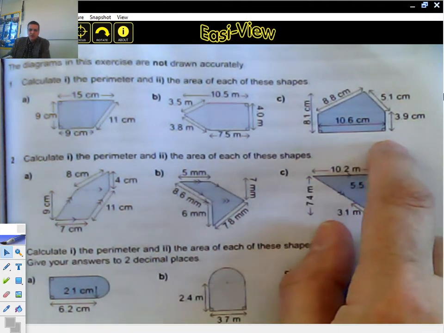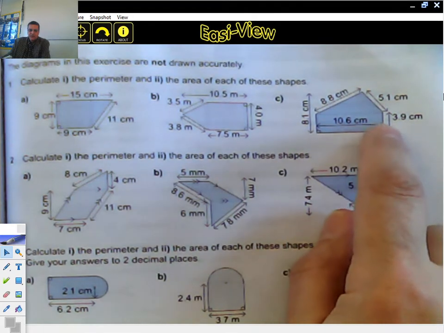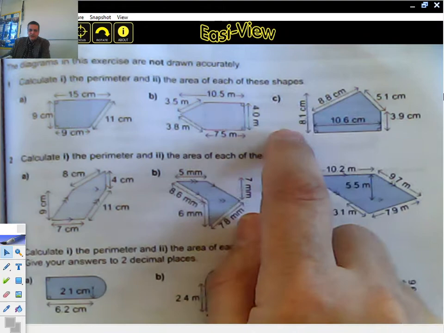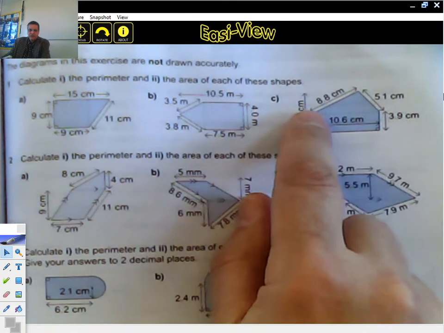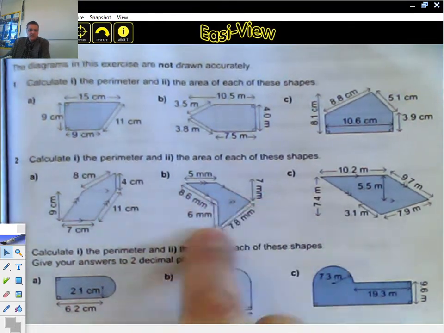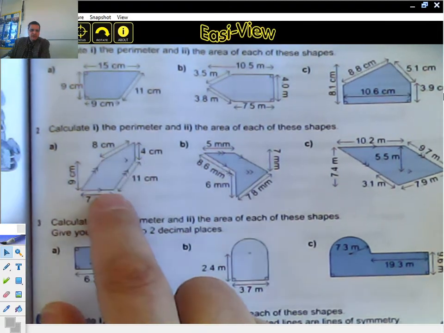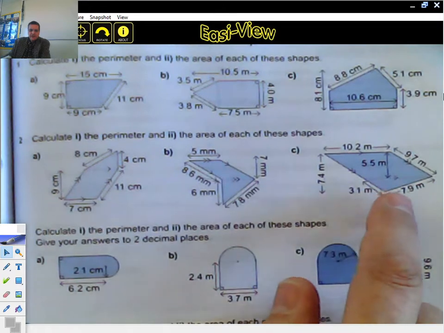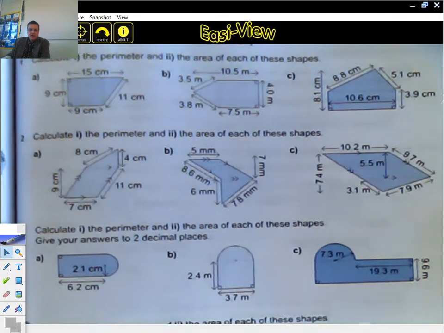Of course, the perimeter is quite easy. 10.6, 3.9, 5.1, 8.8, and that little part's got to be an extra 3.9 because that's a rectangular bottom there. Here we have a triangle sitting on top of a parallelogram, and ditto over here, a triangle sitting underneath the parallelogram.